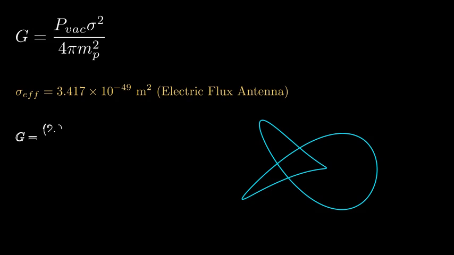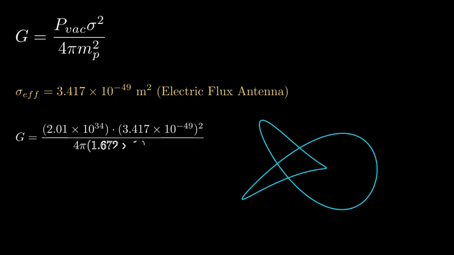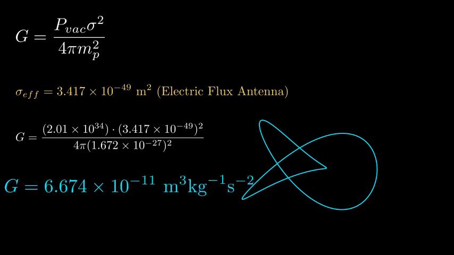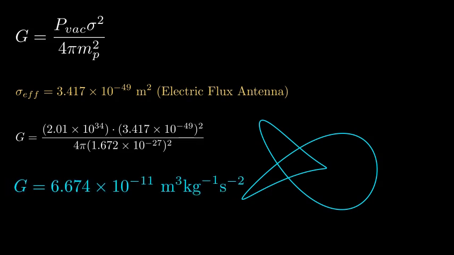By substituting the rigid geometric sphere with the ultra-thin electric flux cross-section, the calculation is squared in the numerator. The 38 orders of magnitude are instantaneously and flawlessly absorbed by the geometry. We strictly derive Newton's gravitational constant.